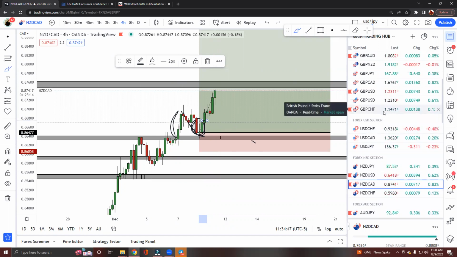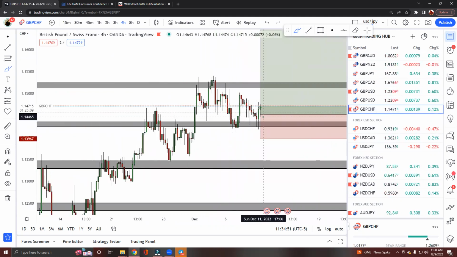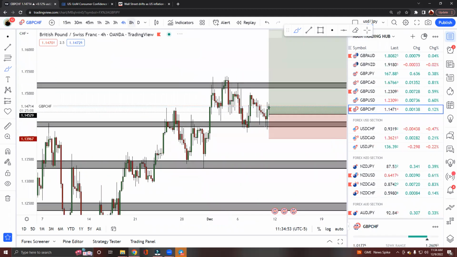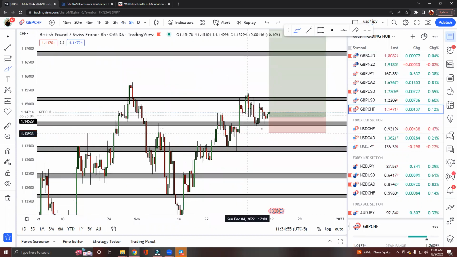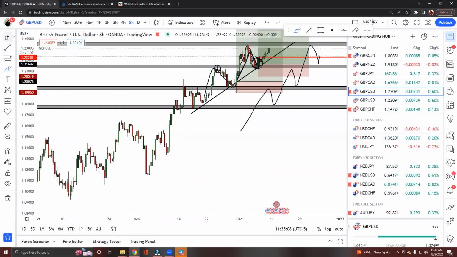Look at another pair, British pound CHF. Look at this buy that I just got into this morning. The reason I entered: breakout, pullback, I'm looking to go to the top side. Sometimes it is best to know how to be patient. I know you guys hear that all the time, but that's really what it always is. You've got to be patient.